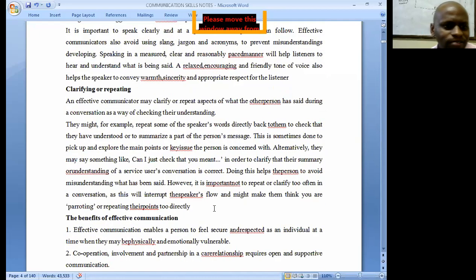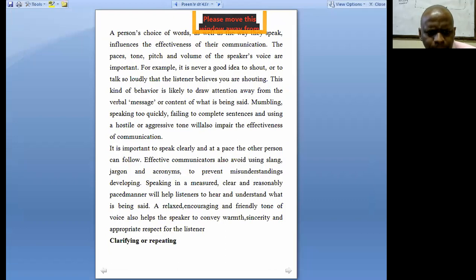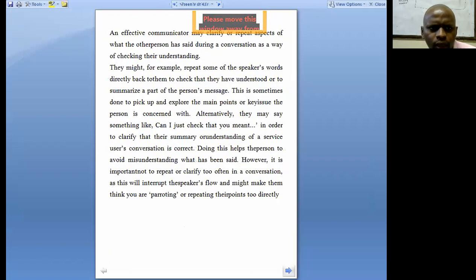Then the other one is clarifying or repeating. An effective communicator may clarify or repeat aspects of what the other person has said during the conversation as a way of checking their understanding. So sometimes it's important for the communicator to repeat as a form of clarifying what they were talking about. And once you repeat, the other party will be able to understand more and more.